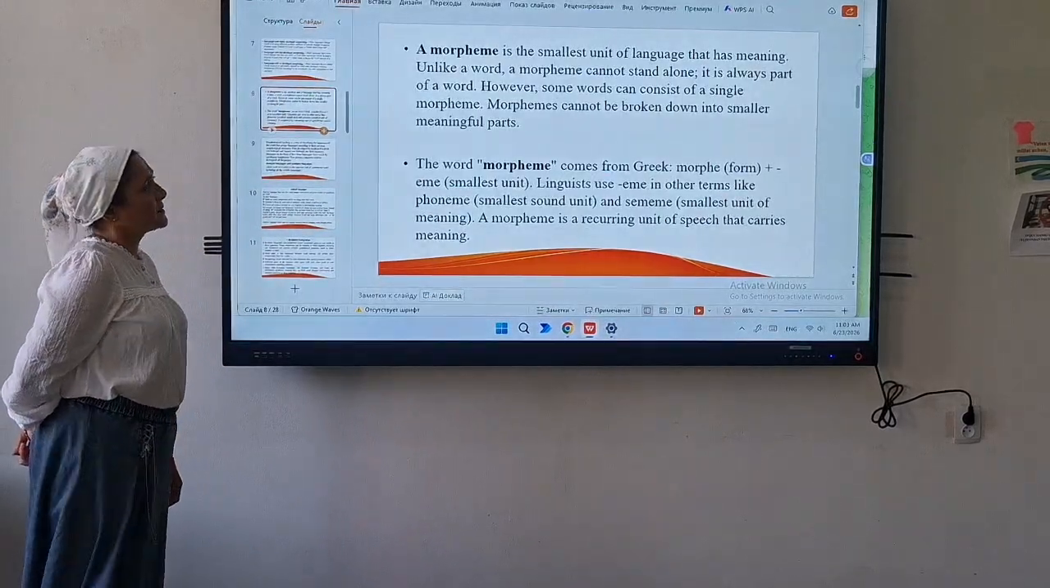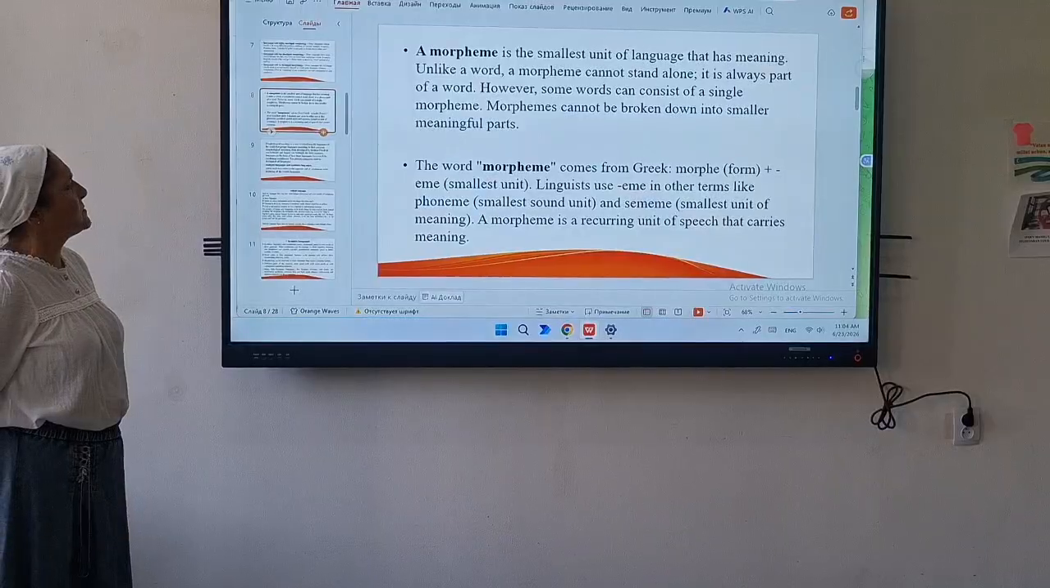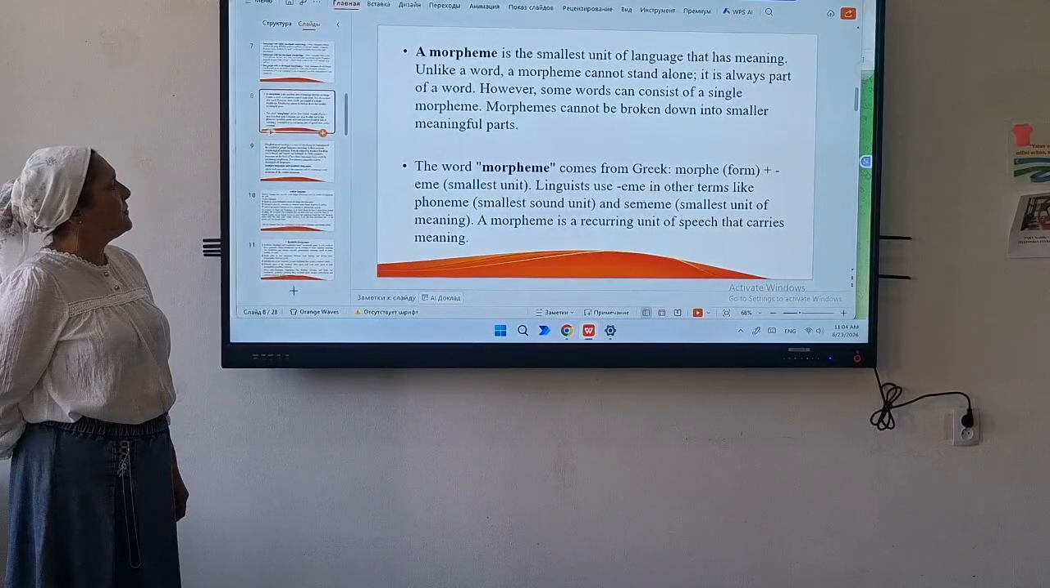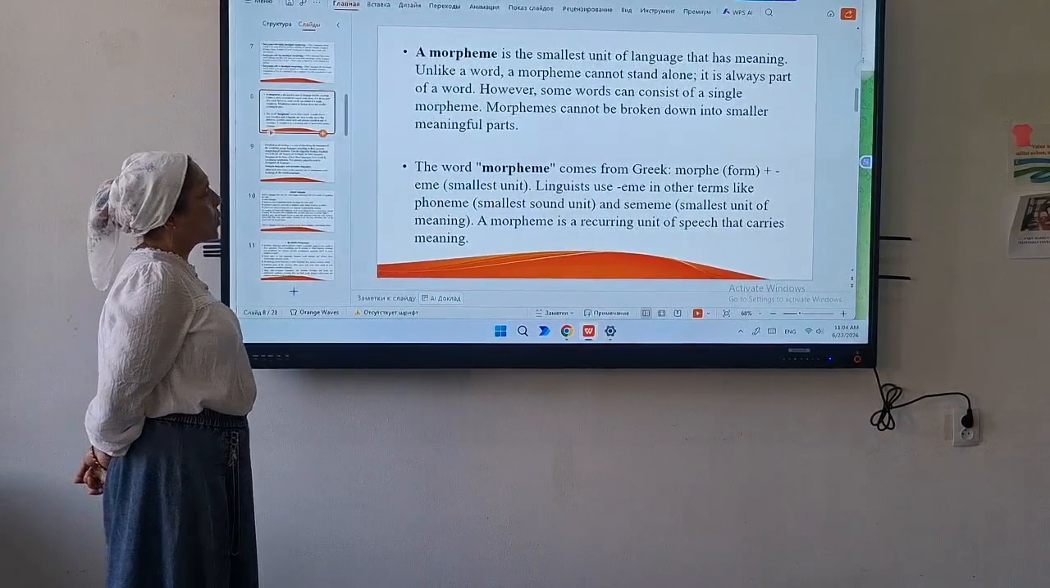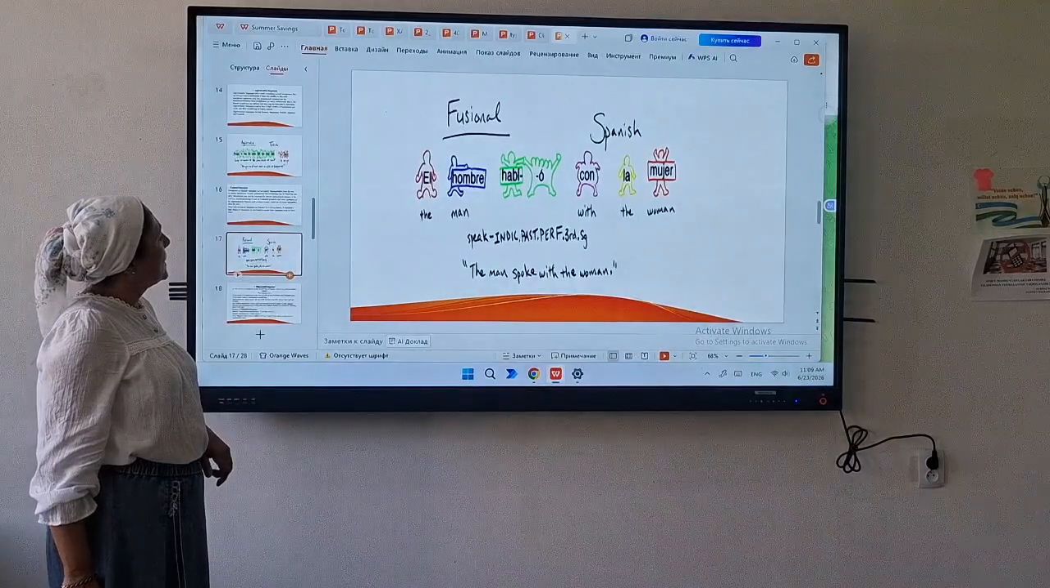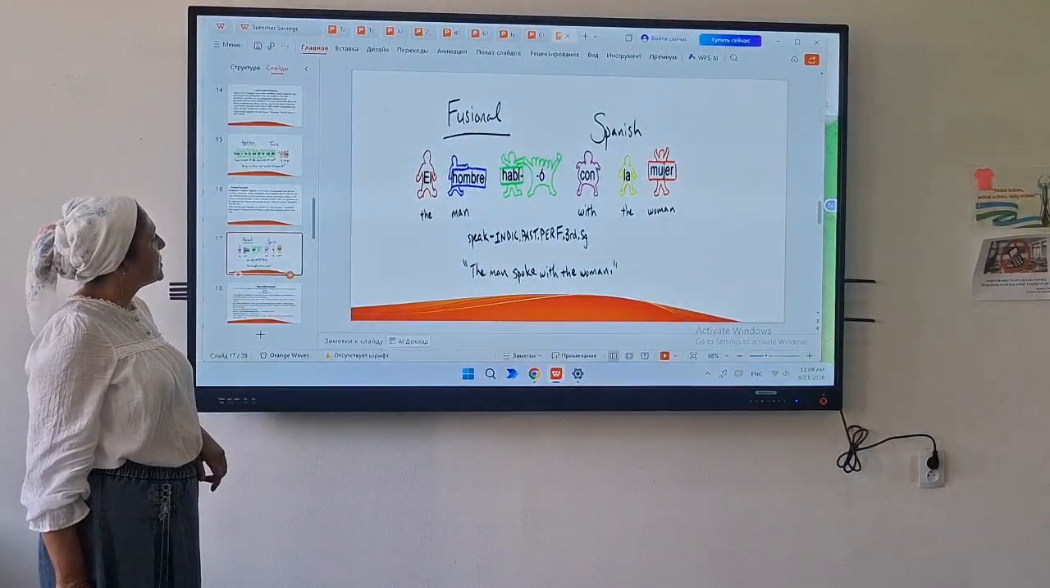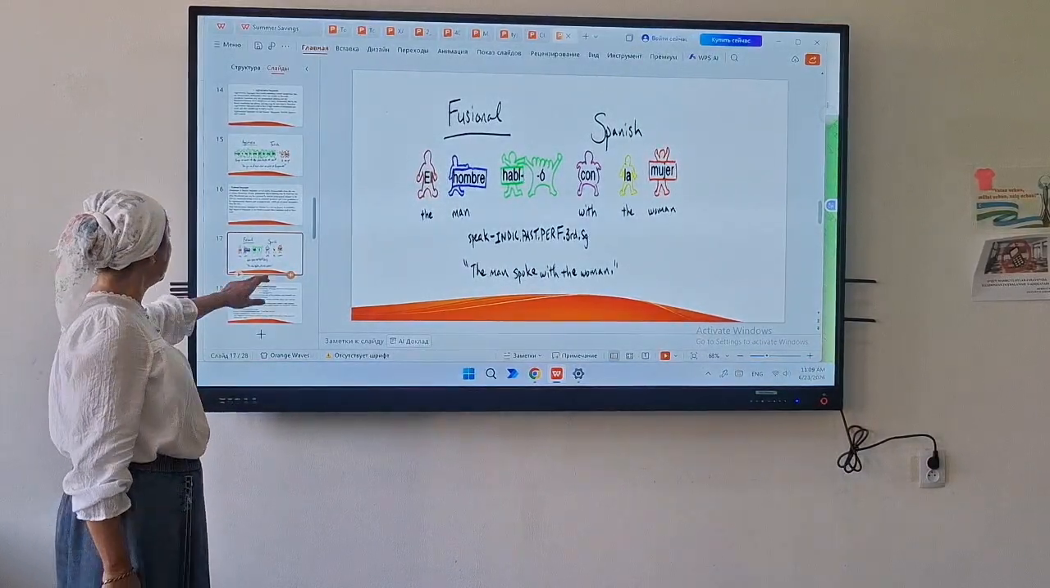A morpheme is the smallest unit of language that has meaning, unlike the word. A morpheme cannot stand alone. It is always part of a word. Here we have the Spanish language as an example of a regional language.